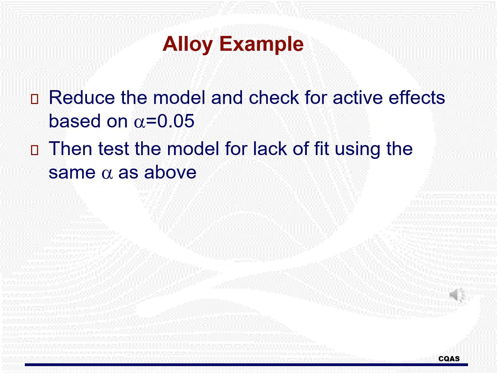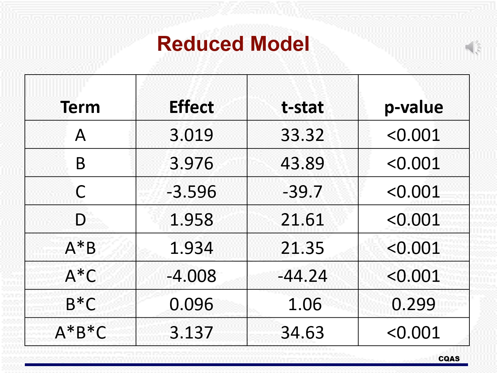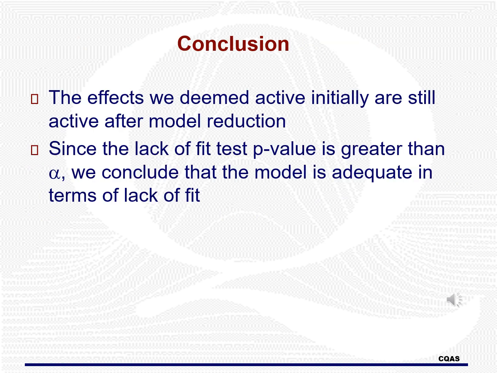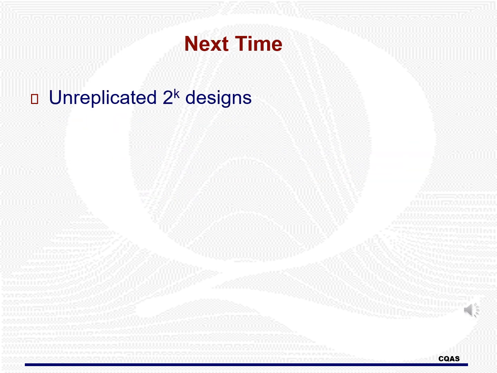Let's apply this material to the example using alpha equal to 0.05. Here is the reduced model. Notice that all of the p-values are less than 0.05, except for BC. This means that those terms belong in the model, and we keep BC for hierarchy. Here are the lack of fit results. Notice that since the p-value is greater than 0.05, we assume that there is no lack of fit. So based on the above, it seems that we have a model that has the correct terms in it and does not exhibit lack of fit. Next time we will discuss unreplicated 2 to the k designs.